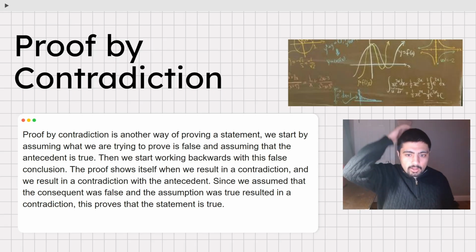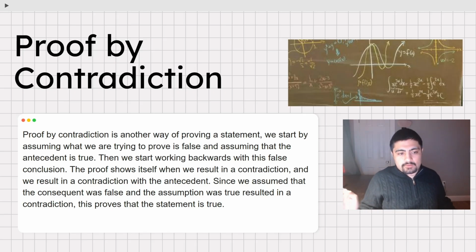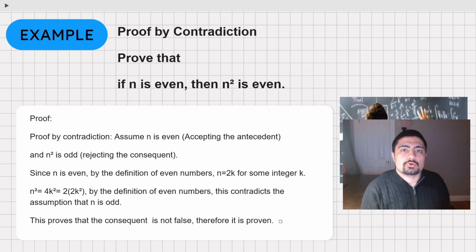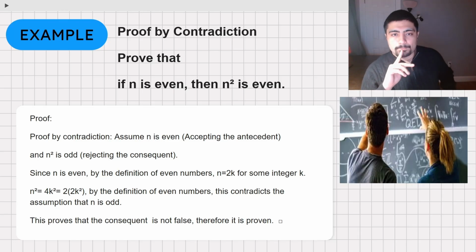So we go backwards. When we start with that false conclusion, then the proof shows itself, we result in a contradiction, and this contradiction can be with the antecedent. Since we assumed that the consequent was false and the assumption was true, and that resulted in a contradiction, this proves that the statement is true. Now let's work with an example to further understand this idea.